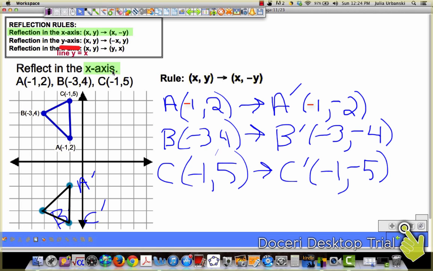That means that the x-axis was supposed to be our mirror, and if you look at it, it turned out that way. Because here's our mirror. A is 2 points up, A prime is 2 points down. B is 4 points up, B prime is 4 points down. C is 5 points up, and C prime is 5 points down. So no matter which way you do it, using this rule, or just by making it match onto the other side and flipping it, either way, the reflection is pretty easy to figure out.